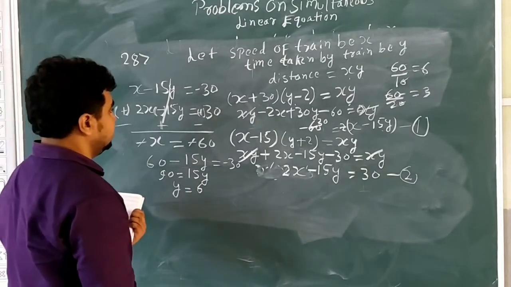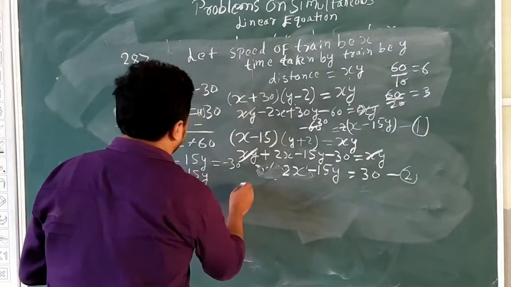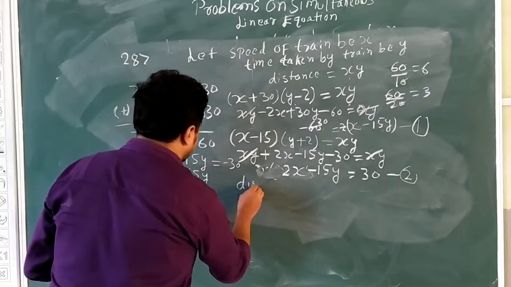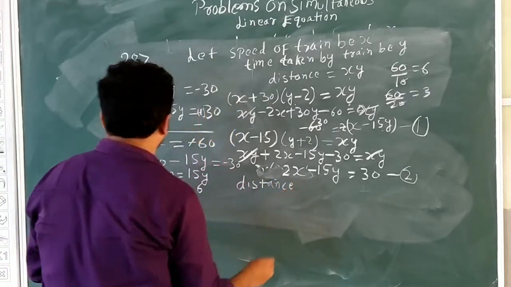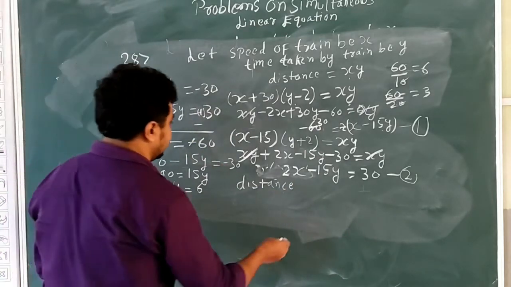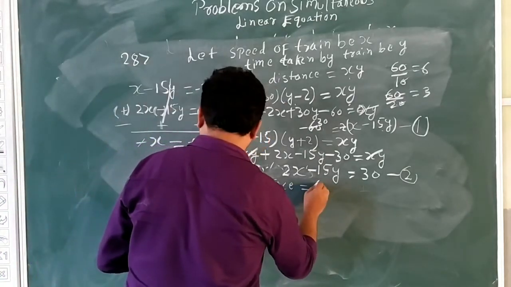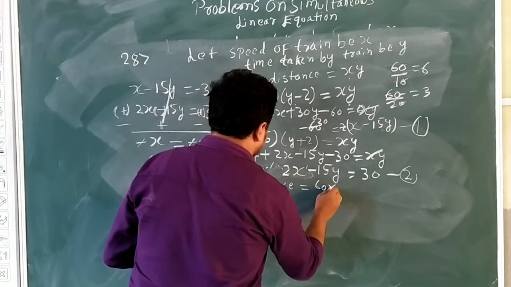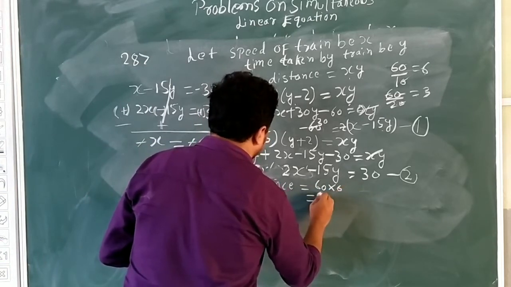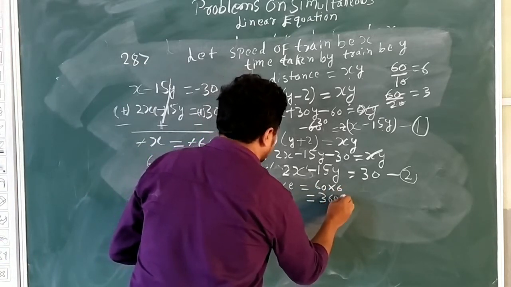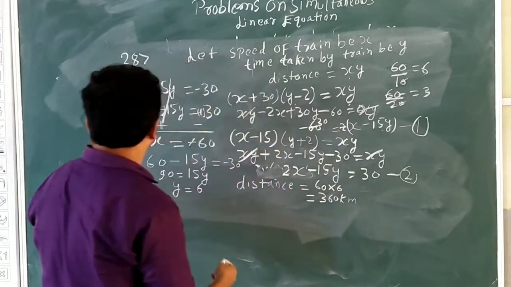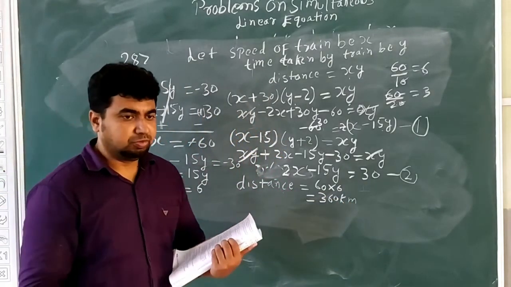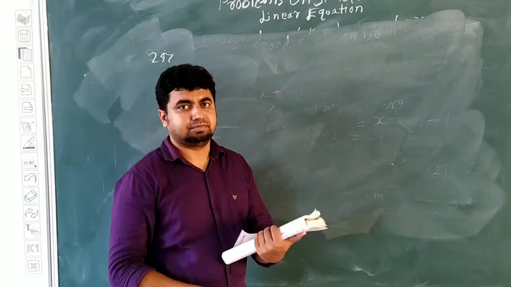Now we can find the distance. Distance will be equal to xy, and from here we will be getting distance equal to 60 into 6, which is coming down to 360 km. So this is question number 28. Now we will be moving to question number 29.